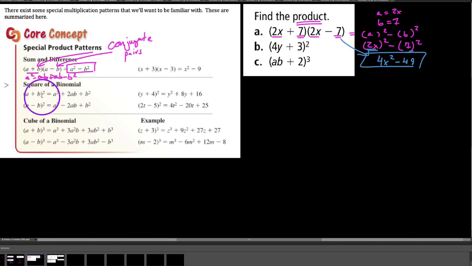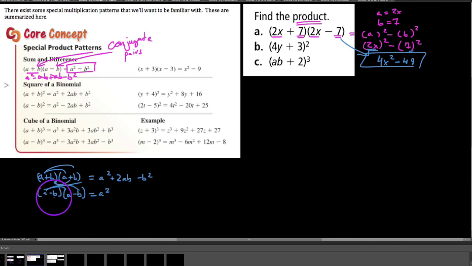Okay, so let's talk about the square of a binomial. I know that when I take a binomial like a plus b times itself, what I end up with is a squared, a times itself, but then I get plus ab, so plus 2 of these ab things, and then plus b squared. And when I take a minus b times a minus b, I still get a squared in front, but then I get minus ab, which is minus 2 of these ab things, and then it's still plus b squared. Basically, you notice the only difference here is this middle term.